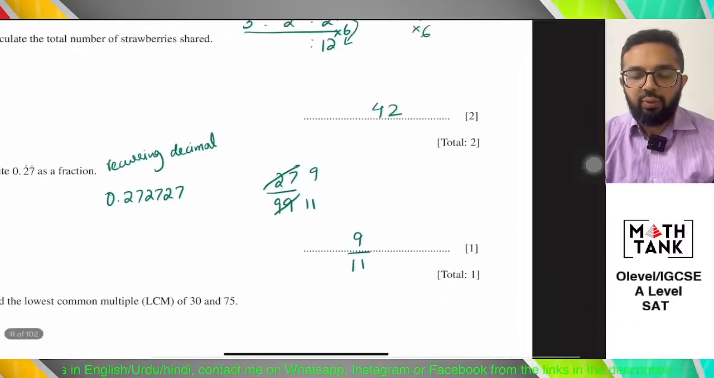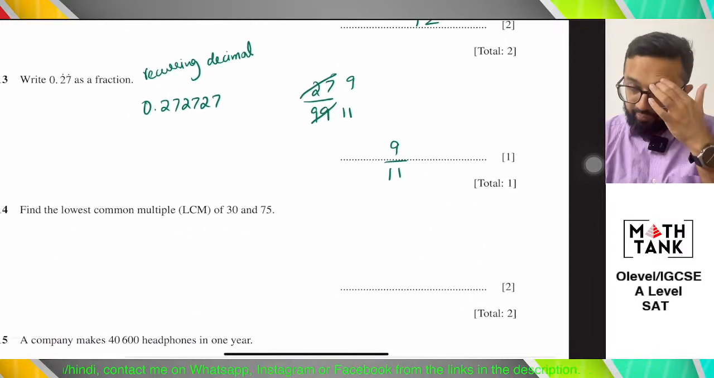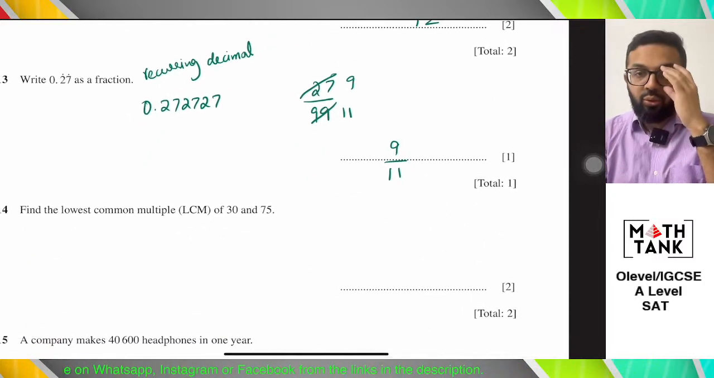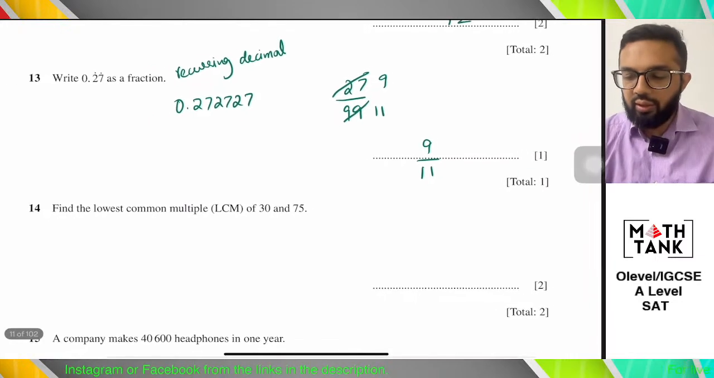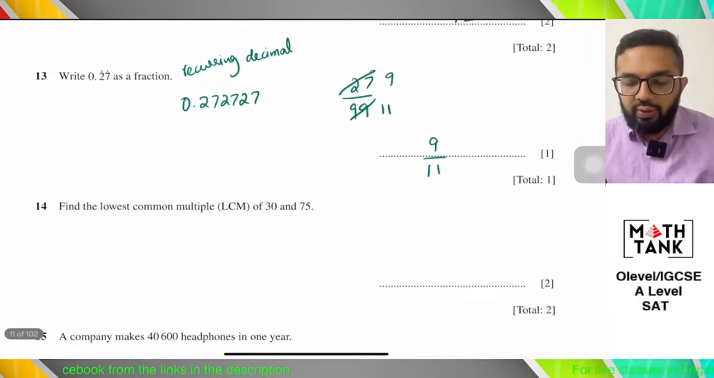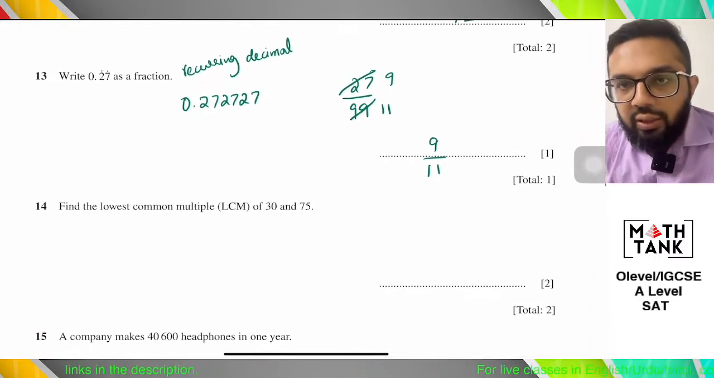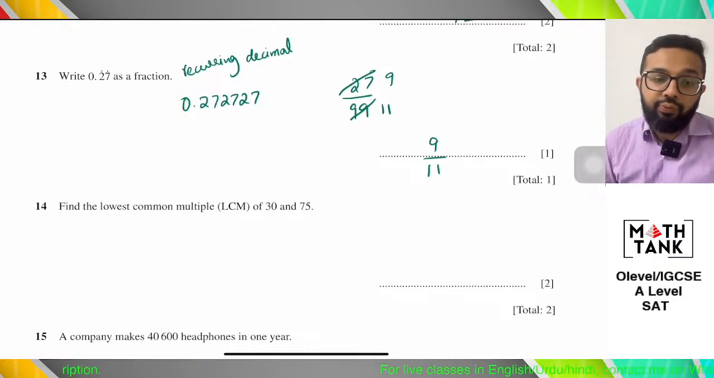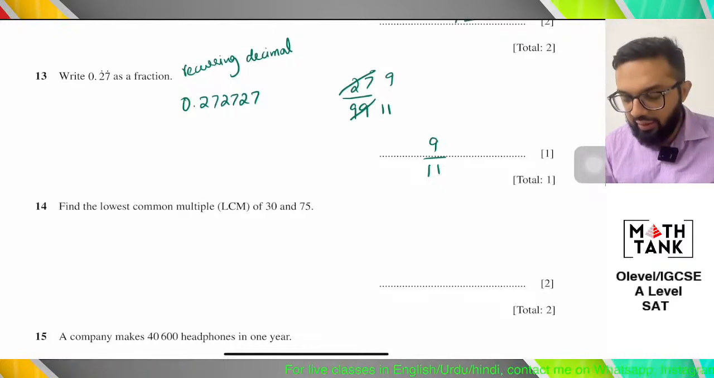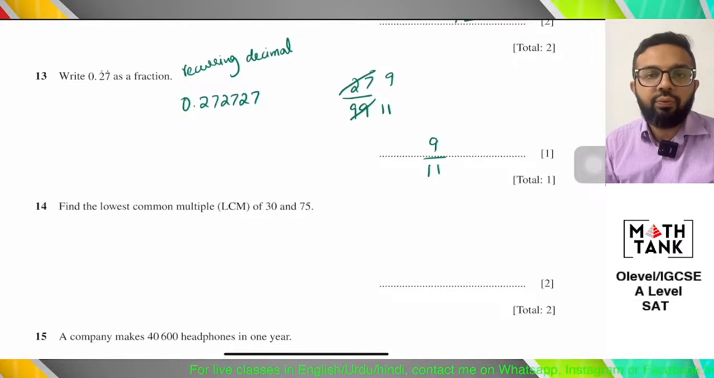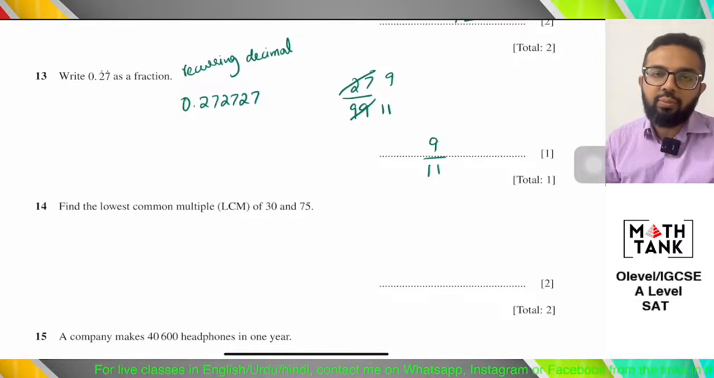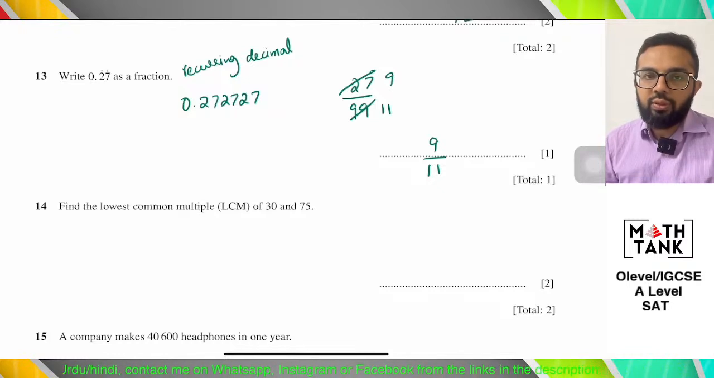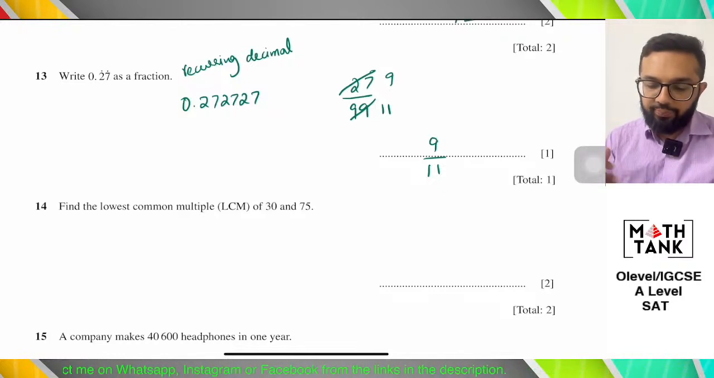The trick is that whenever you have recurring decimals, if they're just repeating on their own and there's no other non-recurring number next to it, what you can simply do is put the recurring digits over nines, and the number of nines is the number of digits in the recurring decimal. So if it was 27, there were 2 digits, so I did 27 over 99.